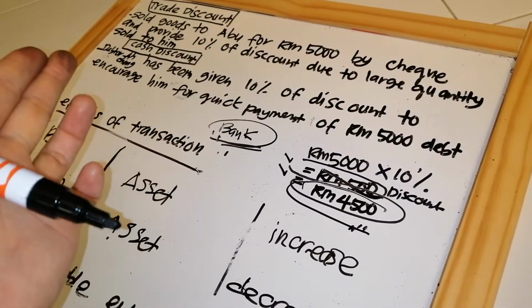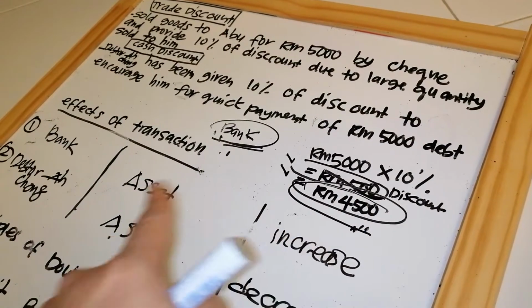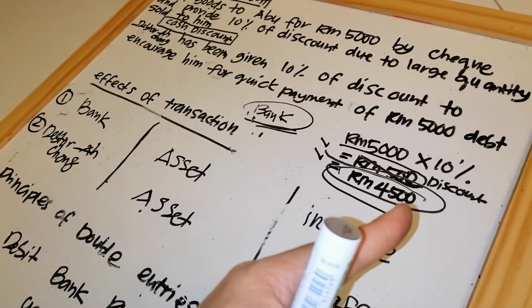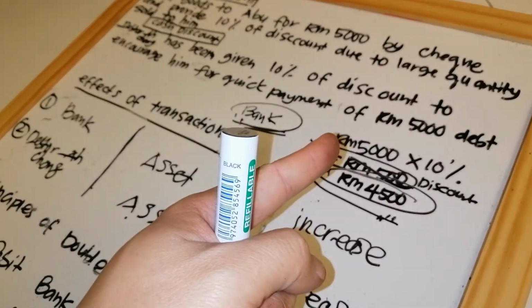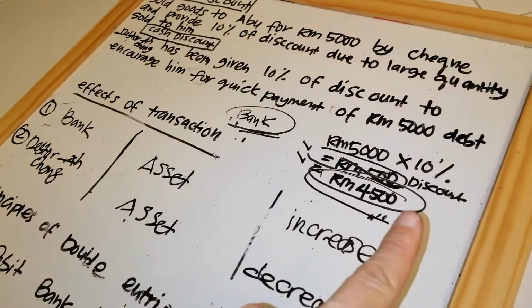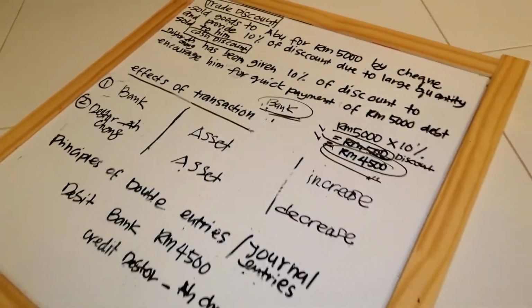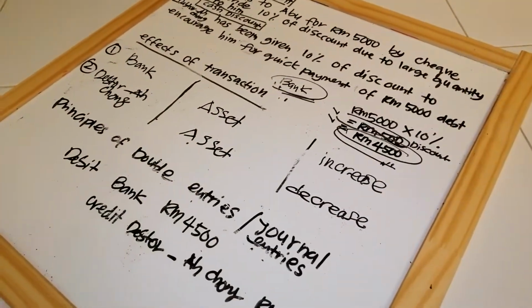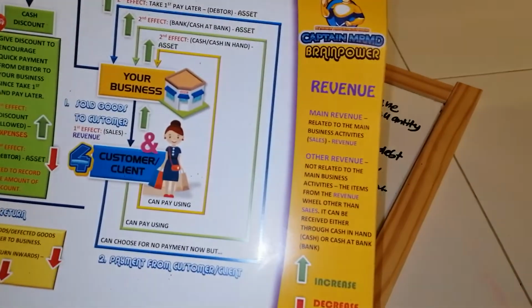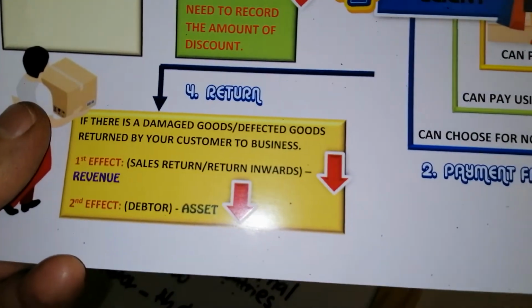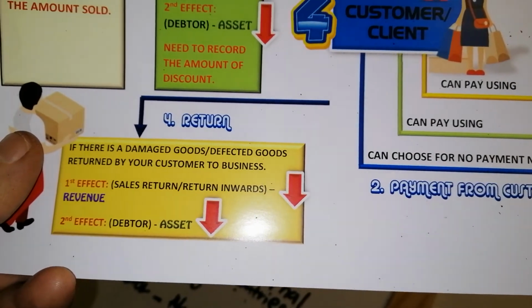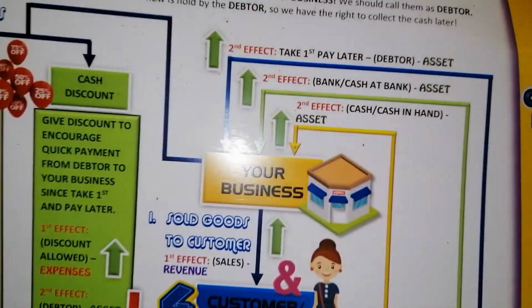Otherwise, it's like debtor Achong still owes 500 to your business. But actually he doesn't anymore. Because why did he pay 4,500 ringgit only instead of 5,000? Because of the 500 ringgit you gave Achong, debtor Achong, as discount allowed. Okay. So, my next video will explain still under revenue, but we go to number 4, when the customer returns the goods because of damage or defect to your business.